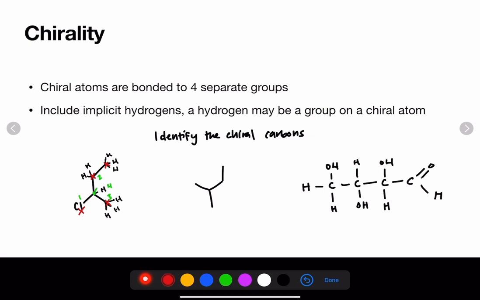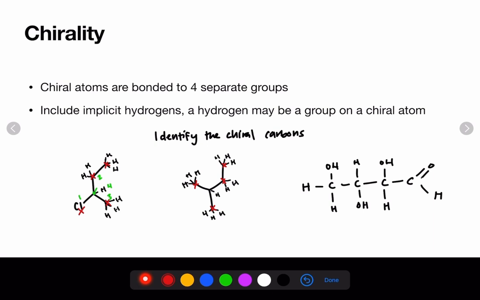On our second molecule, let's add in our implicit hydrogens. The moment we add multiple hydrogens to a carbon, we can rule out that carbon from being chiral. They are not chiral because they are bonded to multiple of the same group, which is the hydrogen.